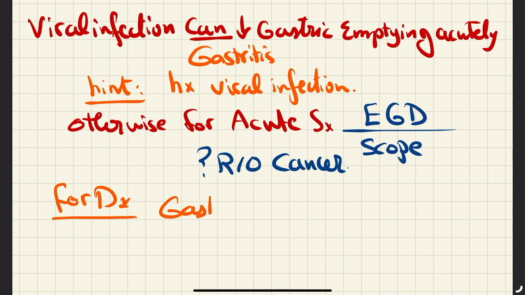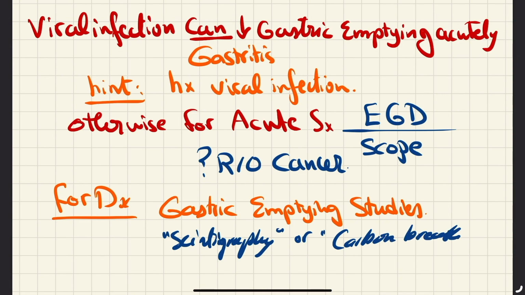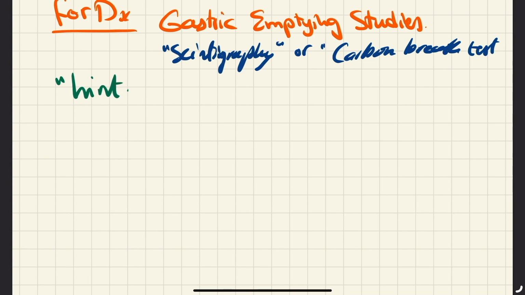For the diagnosis of gastroparesis, you need to do a special study. It is named the gastric emptying studies. So we have two studies. We have the scintigraphy, which shows delayed emptying, and sometimes they might mention the other test, which is the carbon breath test. Also, this test will show a delay in the gastric emptying.